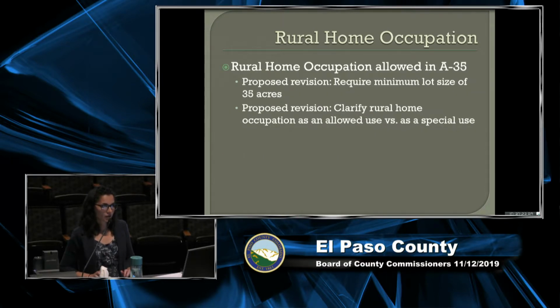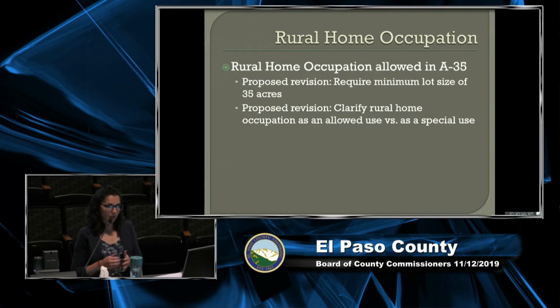A rural home occupation is allowed in the A35 zone district regardless of the lot size. Because the eastern portion of the county wasn't zoned until 1999, we have a lot of lots that are far less than 35 acres out there. So that would mean that you could have a lot that's half an acre in size and you could still run your rural home occupation out of that property as an allowed use.